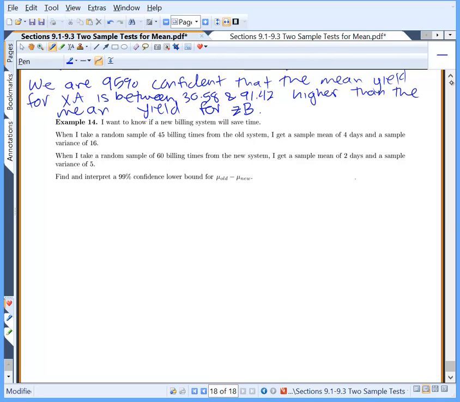Finally, last problem, we want to know if the new billing system will save time. So we take our sample for our old system. So for our old system, we have a sample size of 45, our sample mean of 4, and our sample variance of 16. Oh, sample variance, that's an S. We'll put an X on it because I just called these my X variables. And then for my new system, my sample size is 60.